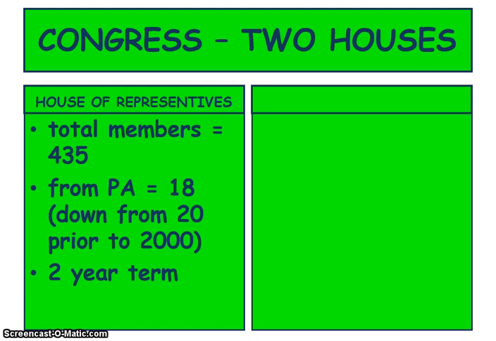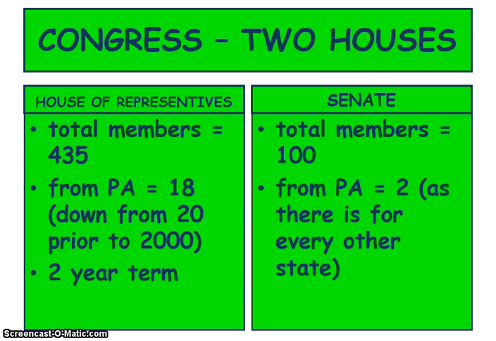Now the second house in Congress is called the Senate. There are 100 total members, and there's equal representation from each state. So Pennsylvania, along with every other state, has 2 members of the Senate. And a Senate term length is 6 years. Okay, so you have this longer term for members of the Senate. And so you have the House of Representatives and the Senate.